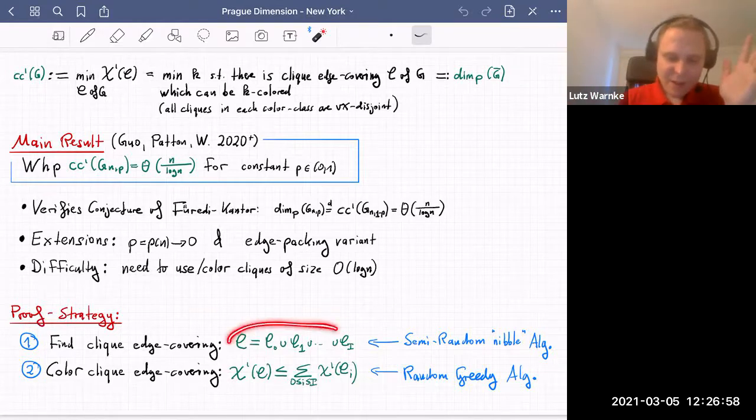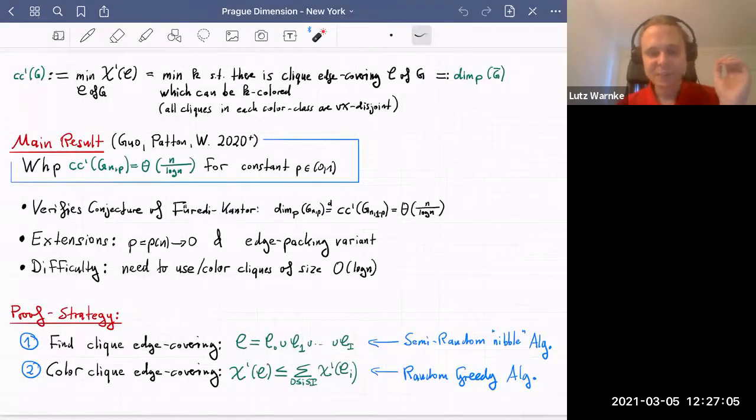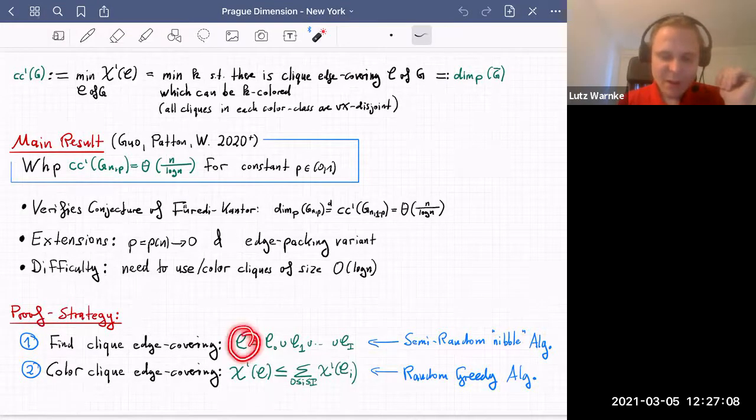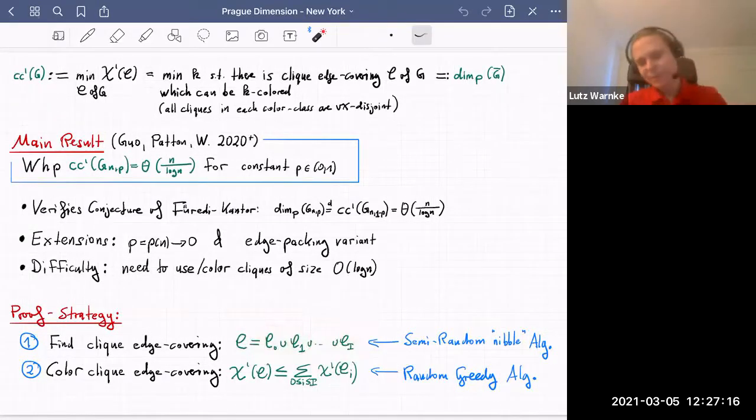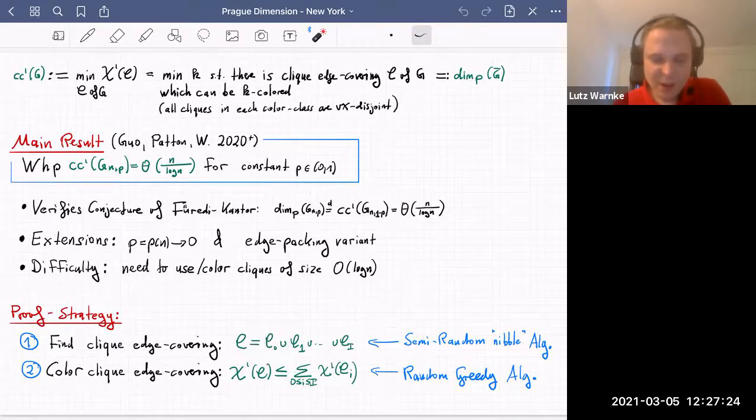And once we have this clique edge covering, the high-level strategy is to basically color all these cliques using disjoint color sets. It turns out that we can just bound the total number of colors we need, the clique chromatic index of this collection, by summing the number of colors we need for each of these sub-collections. In this clique chromatic index language, the clique chromatic index of the entire collection is the sum of the chromatic indices of the sub-collections. And so our goal will then be to color these sub-collections using as few colors as possible.